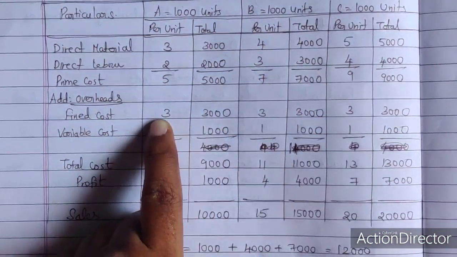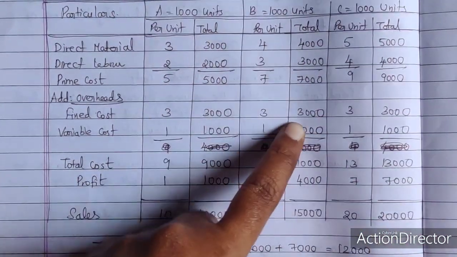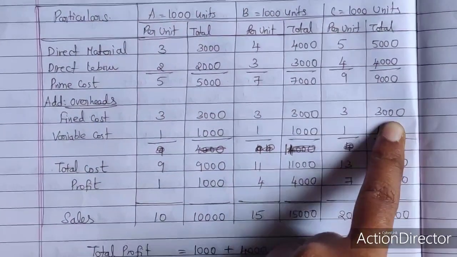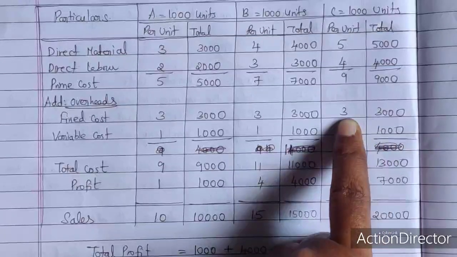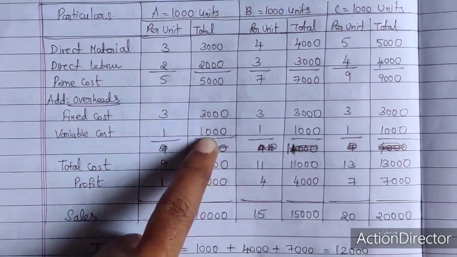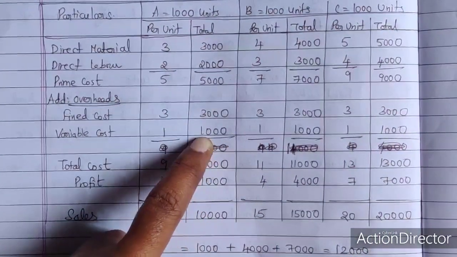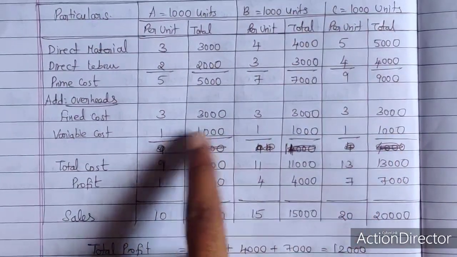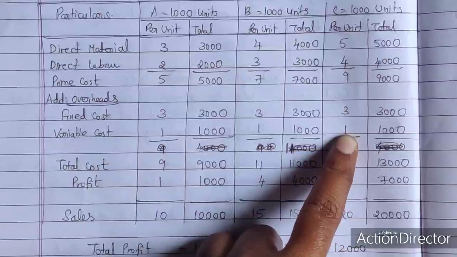Per unit is 3 rupees. 1000 units is 3000 rupees, so 3 rupees per unit. The variable cost is 1000 rupees for 1000 units, that is 1 rupee per unit.